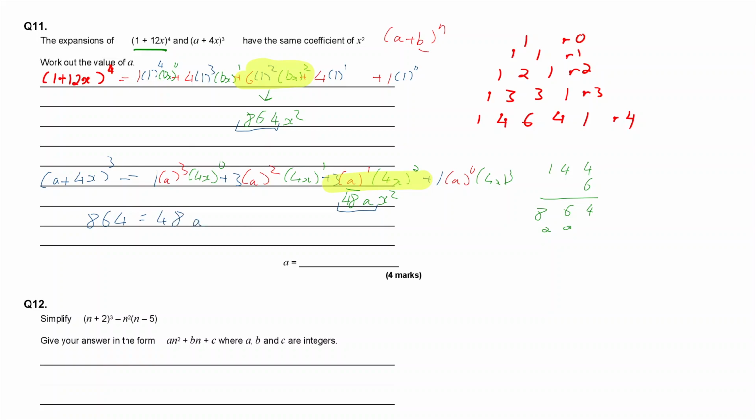Okay, now to get a, I've got a simple equation here. If I go and do 864 and divide it by 48, that's going to give me the a value that I want, which is going to be 18, and that is the answer. Okay.